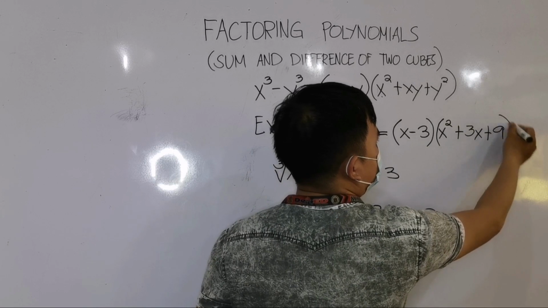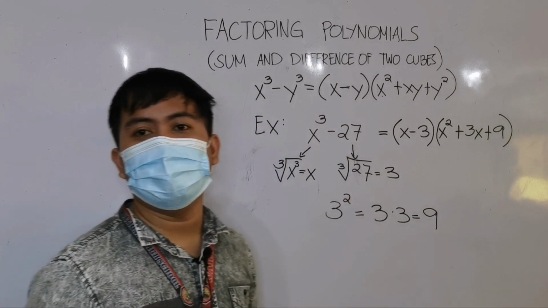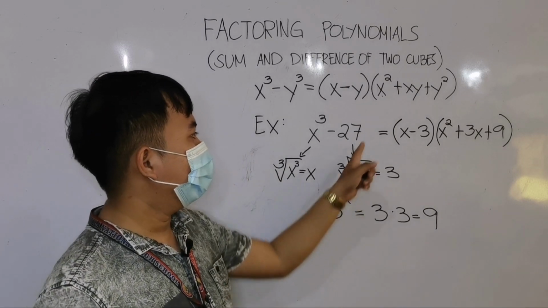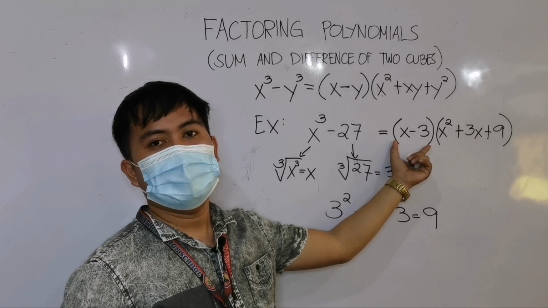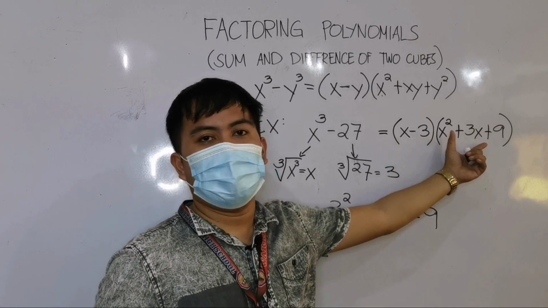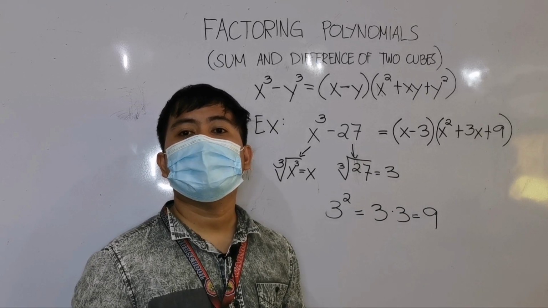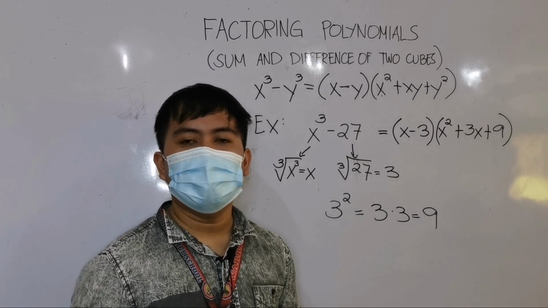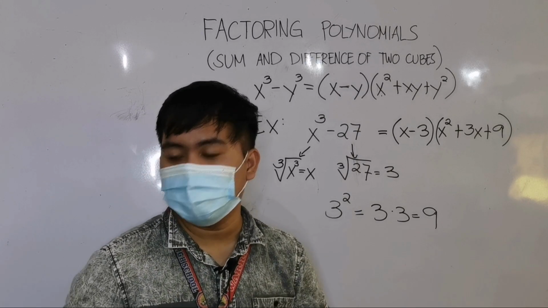Alright. So the factored form for x cubed minus 27 is equal to the quantity of x minus 3 times the quantity of x squared plus 3x plus 9. Okay. Huling halimbawa para sa difference of two cubes.